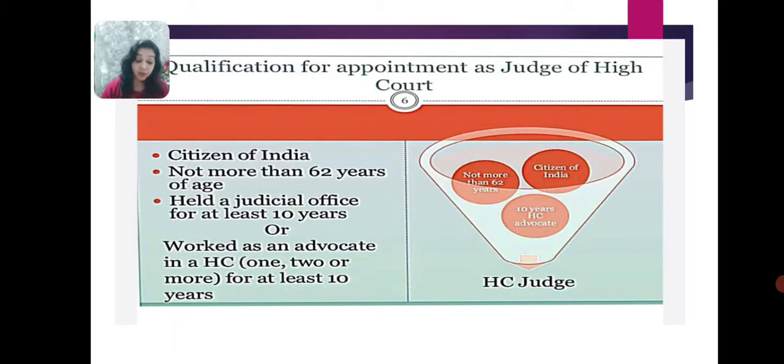Now, some Union territories also come under the jurisdiction of a different High Court.